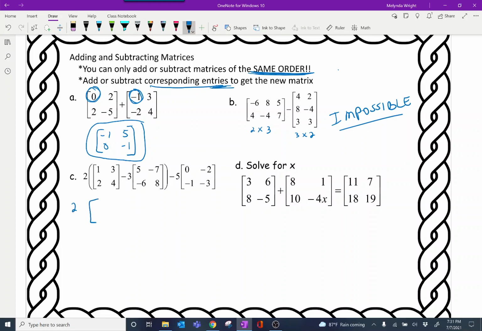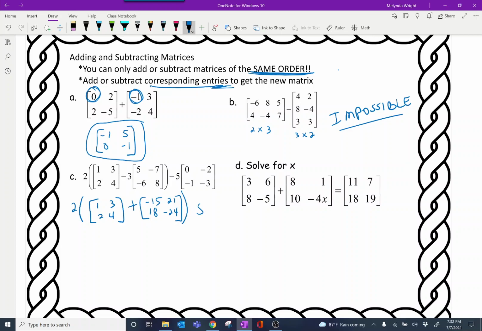So we've got our 1, 3, 2, 4. And then I'm going to distribute, I'm going to say plus because I'm going to distribute the negative 3. So negative 3 times 5 is negative 15. Negative 3 times a negative 7 is 21. Negative 3 times a negative 6 is an 18. Negative 3 times an 8 is negative 24.